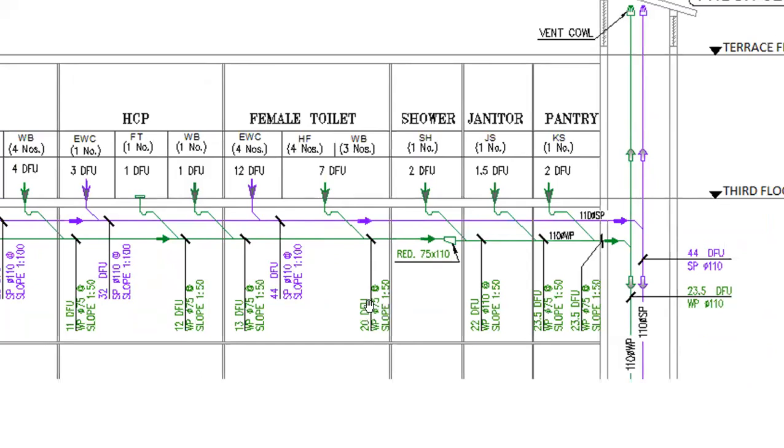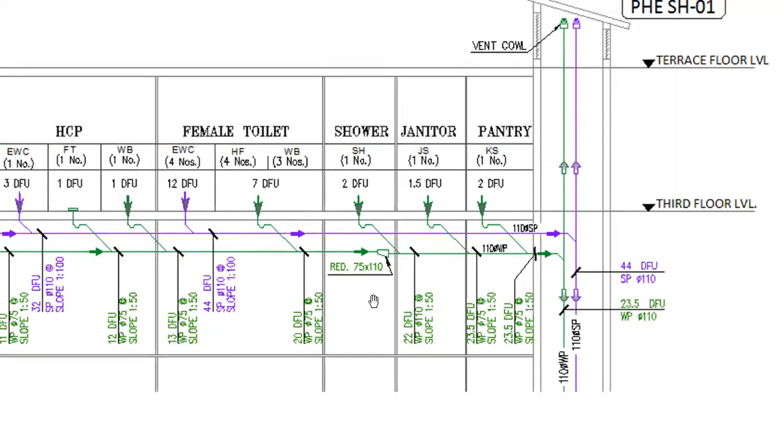Up to 20 fixture units we can connect in the horizontal direction, in the horizontal 70 mm pipe with the slope 1:50. After that, we have to change the pipe size. We are going to connect the two showers.